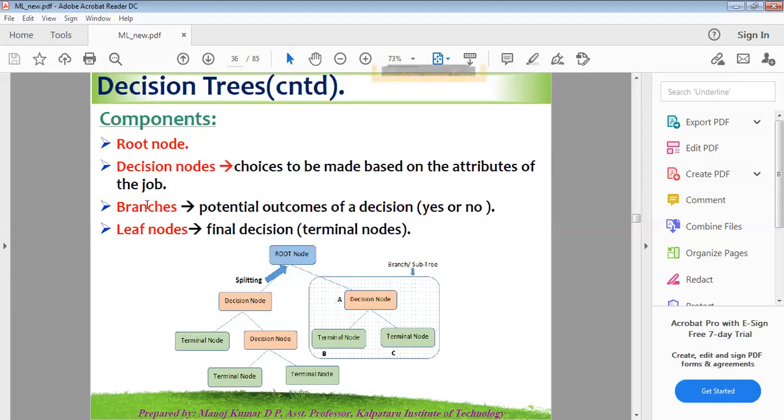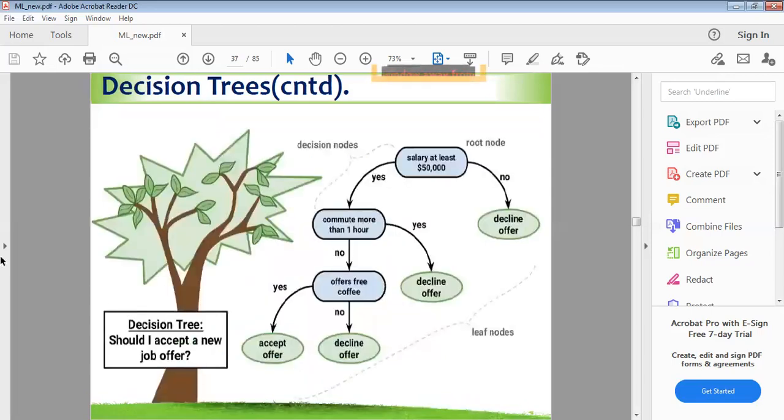Branches are the potential outcomes of the decision, yes or no, so we have two branches. Leaf nodes are the final ones; the terminal nodes will be the leaf nodes. This is the example. If two terminals are formed from the decision node, it can be given as it is. Now we come to the decision tree example.